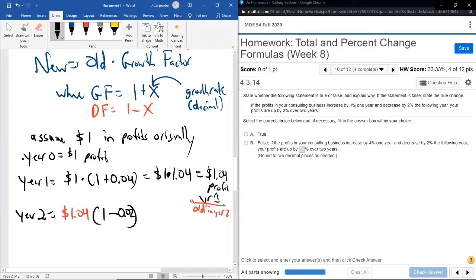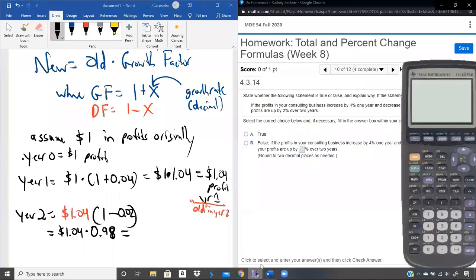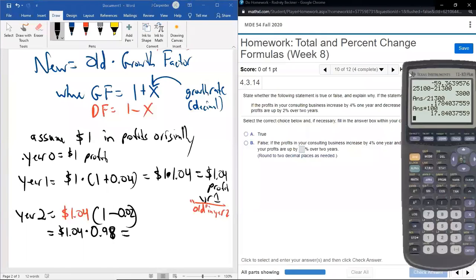Remember, the decimal goes left twice, or you can divide by 100, whichever way you like. So this is $1.04 times 0.98. We're definitely going to want a calculator for that. Save some time. 1.04 times 0.98. So that's saying that we'll have 98% of the $1.04 left, which is, when we round to the nearest penny, because money, 1.02.